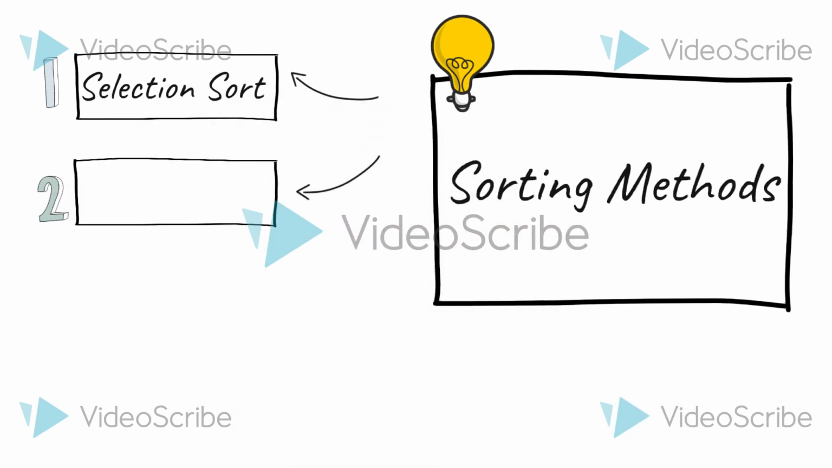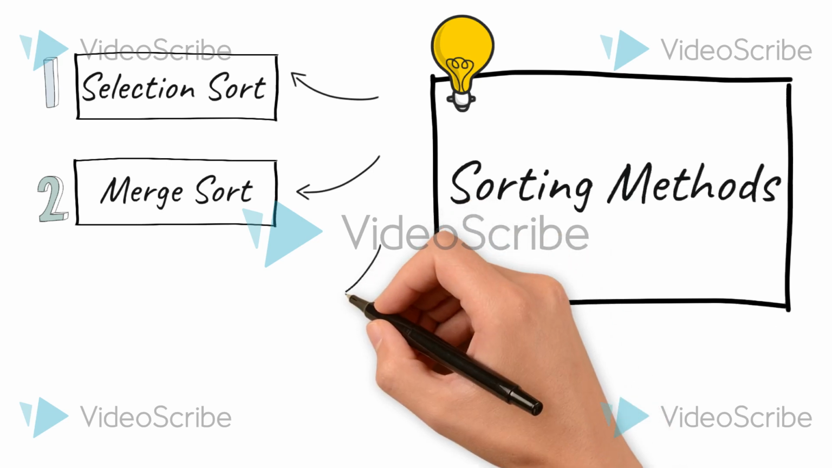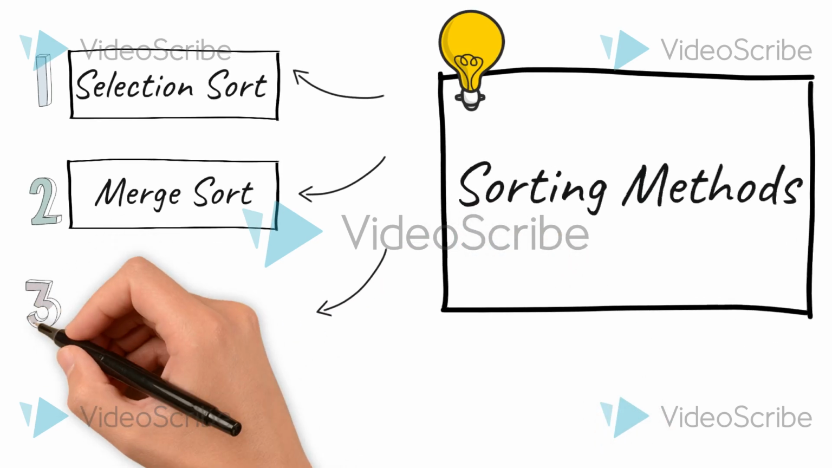Next, we have merge sort, a powerful divide and conquer algorithm. It works by recursively dividing the array into smaller subarrays until each subarray contains just one element. Then, it merges these sorted subarrays back together step by step, resulting in a fully sorted array.